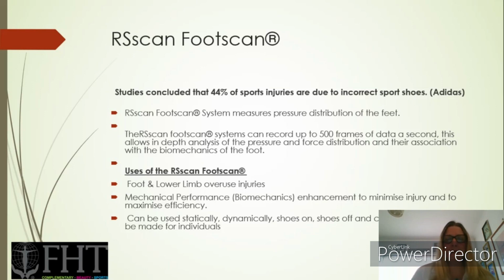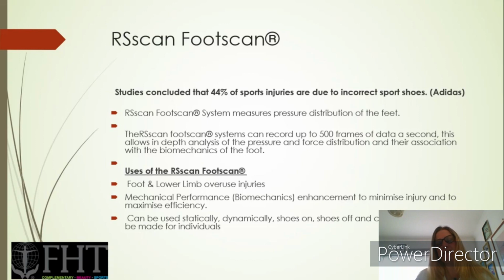What's so great about it is that you can use it statically and dynamically. Sometimes the foot position statically will be different to how we walk, and how it changes as we put the weight through it and go through the gait cycle. We can use shoes on or shoes off. And I'm not going to show this today, but from the machine, you can actually customize insoles and they can be made for those individuals as well.